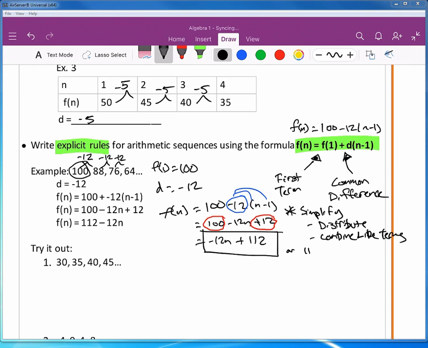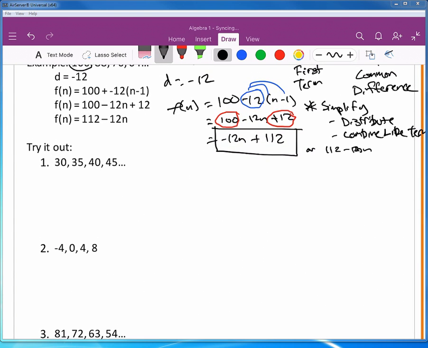If you write it as 112 minus 12n, that means the same thing, okay? Our terms are just flipped, so the negative 12 goes in the back. But it's better to just go ahead and keep the variable first. All right, let's try other examples.